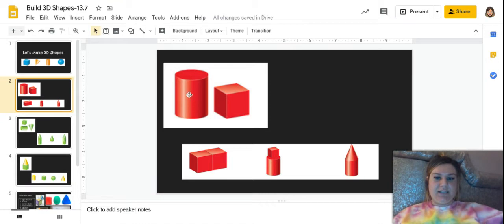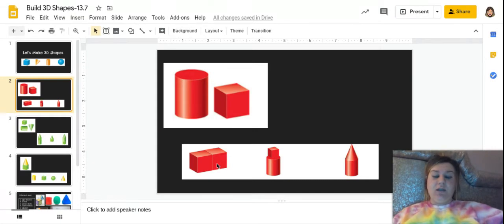What is this? A cylinder, that's right. And then let's say I also had this one right here. This is called a cube. That's right. So if I had one cylinder and one cube, could I make any of these below? Let's think about it. Could I make this shape if I had one cylinder and one cube?